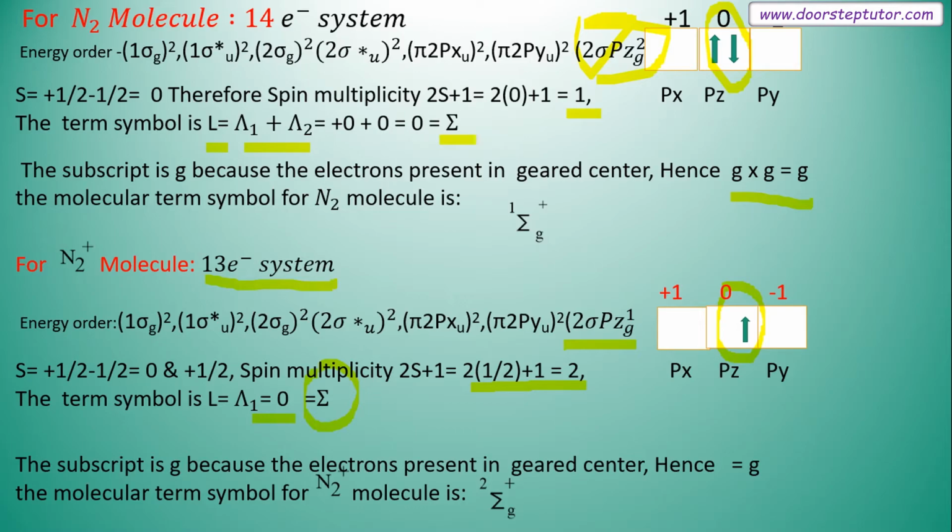The subscript you can see here is also g, because only one electron is there, so therefore g center. So the spin multiplicity is 2, the term symbol is sigma, the center is g, and then it is a plus charge. So this is the example in the case of the N2 molecule and the N2 plus molecule. Clear, students? This molecule is very important.